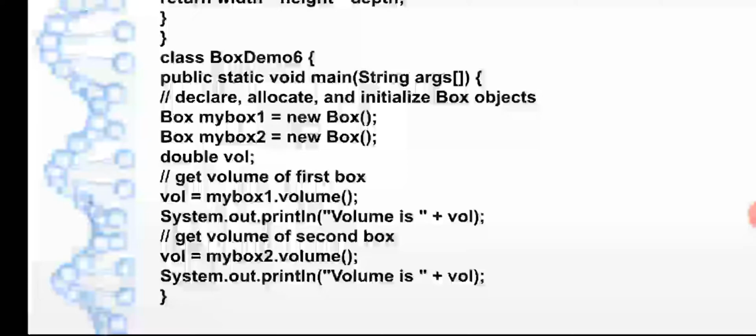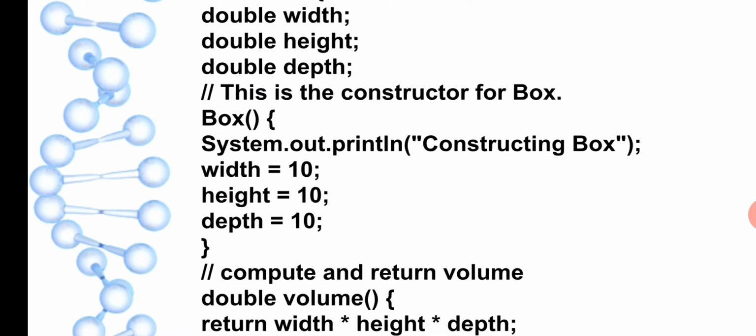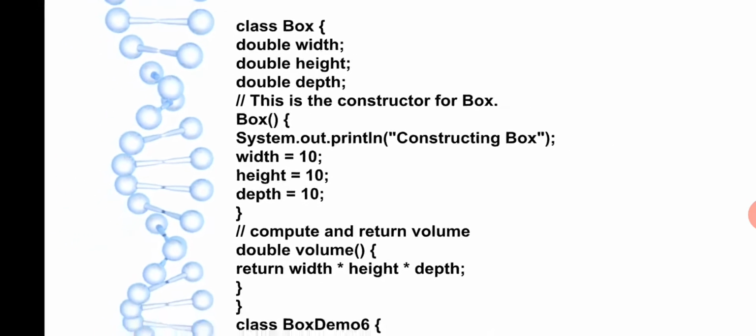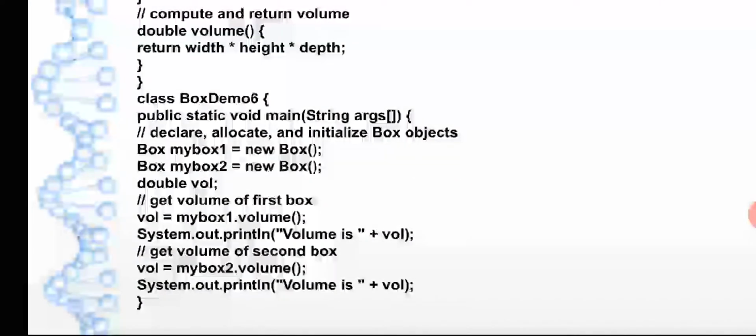You have to remember, when you create an object, you are automatically calling this constructor. So whenever you start to create the object, at that time "constructing box" will be printed on the output screen, and then you are assigning, by default, 10, 10, 10 to the width, height and depth. Okay, now the next thing is, you are creating my box 2, the second object.